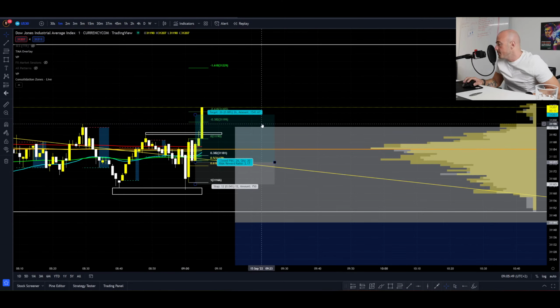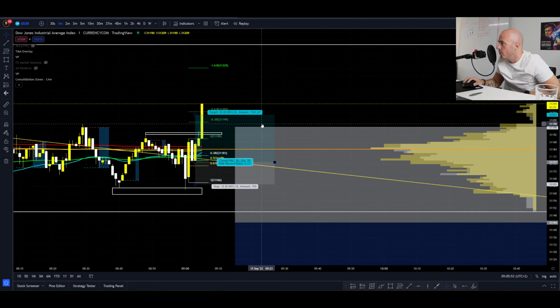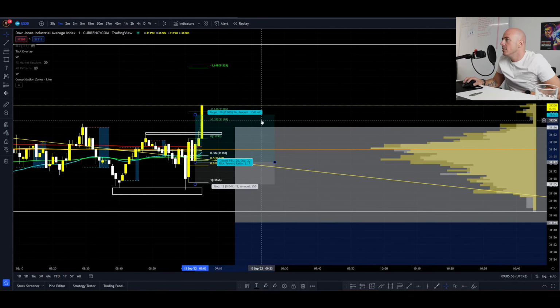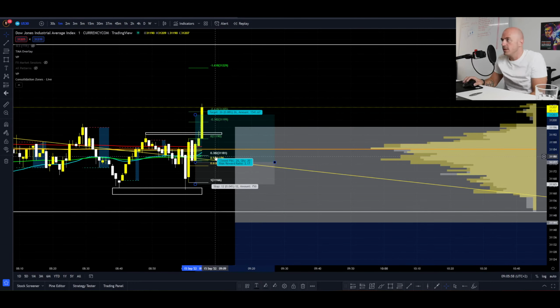Just a thought. I would never enter a trade from a fib retracement of a 1 minute opening candle. But kind of cool to see.